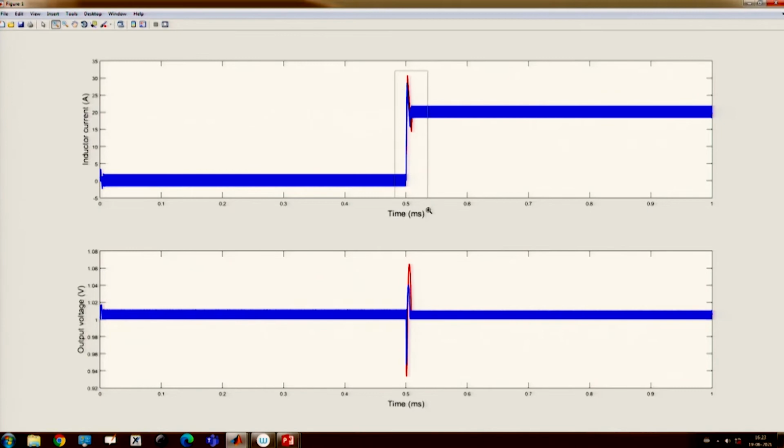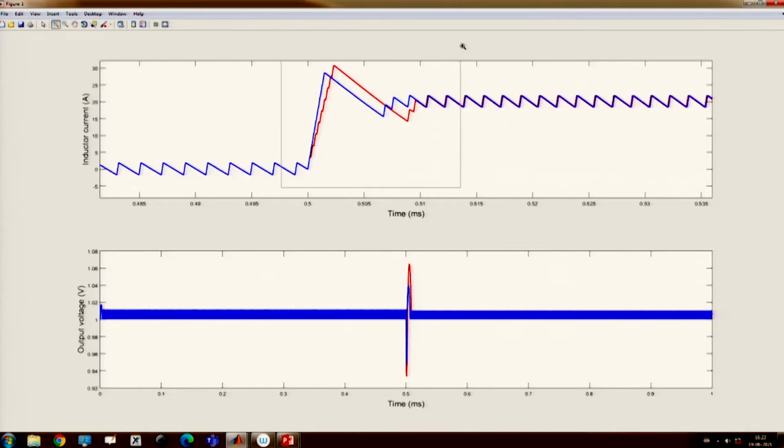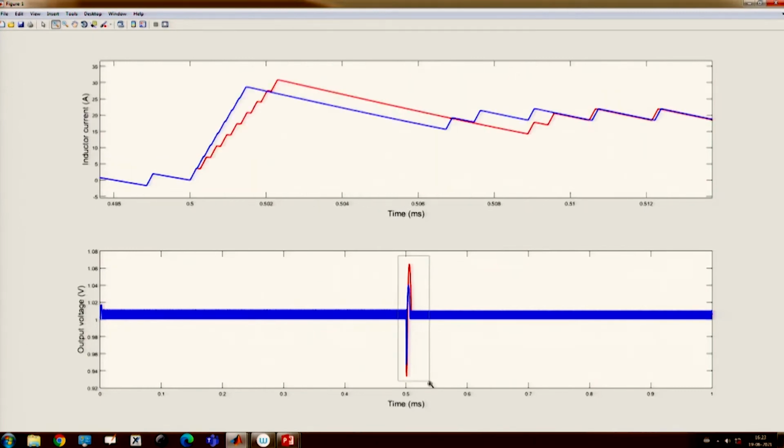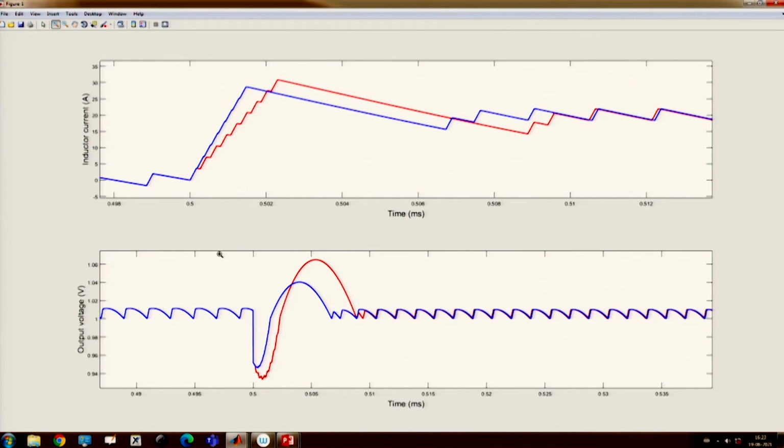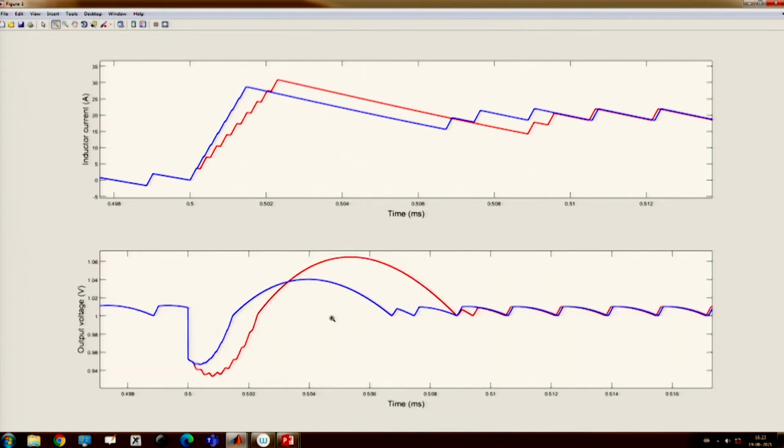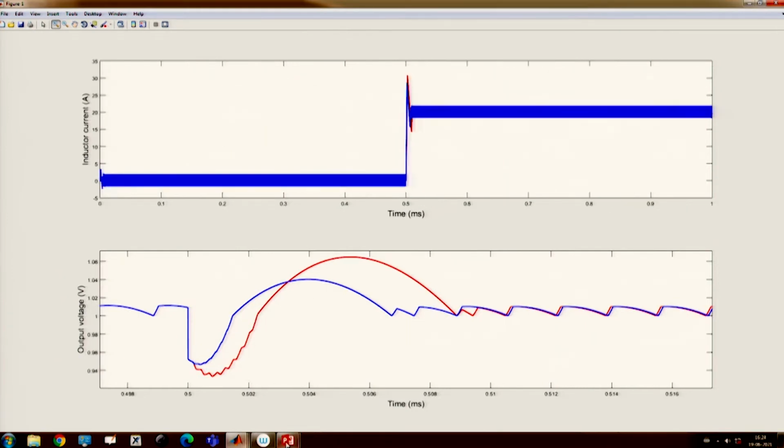Okay, so we can see some improvement in the transient performance if we can reduce the off time. The transient response seems to be fast, but there is a significant overshoot that we have to take care of. So this is the transient performance that we have checked.